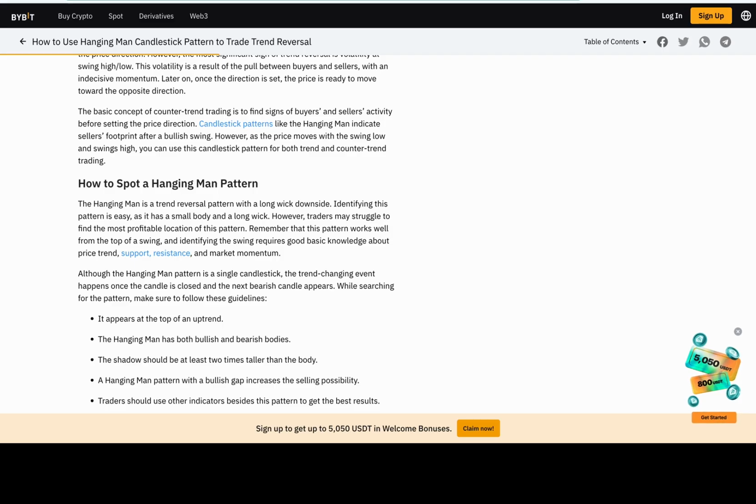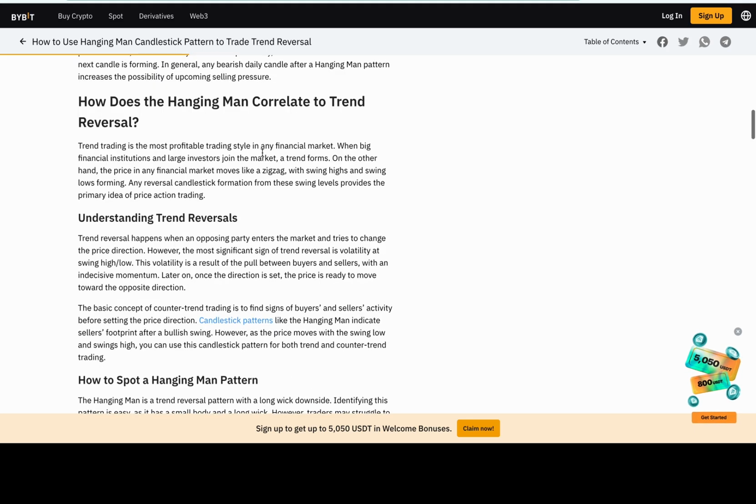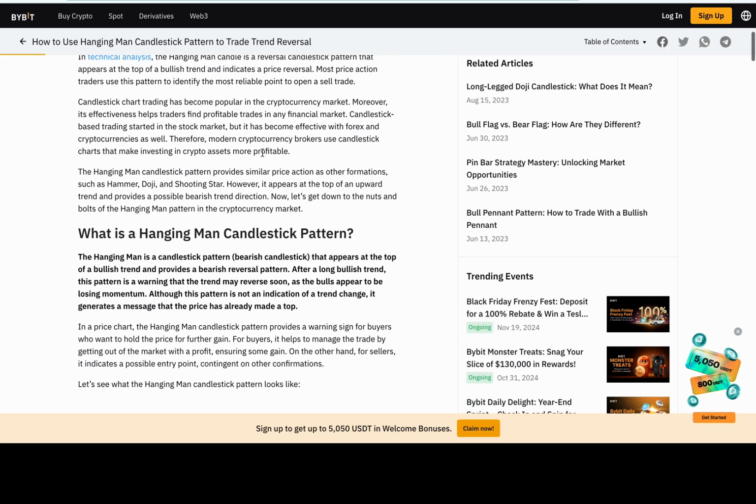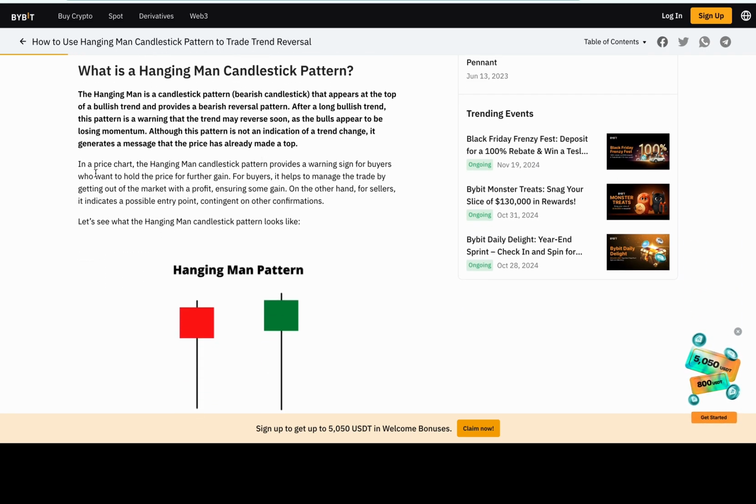And what is a hanging man candle? There are definitely articles online that explain it, but the way it's explained in this one paragraph, I really like it. In the price chart, the hanging man candle pattern provides a warning sign for buyers who want to hold the price for further gain. For buyers, this is what I love: it helps to manage the trade by getting out of the market with a profit, ensuring some gains.